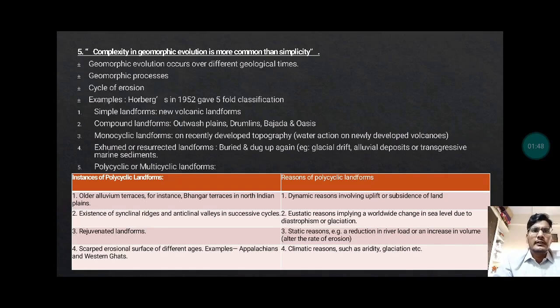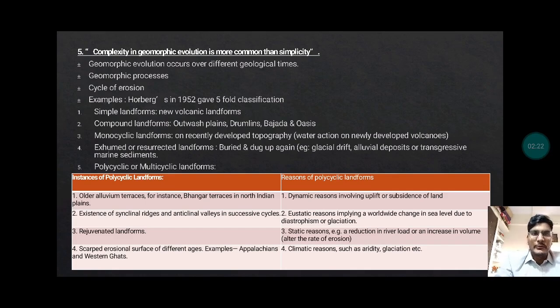So the first classification is simple landforms. Simple landforms are nothing but newly emerged landforms. For example, what can be the newly emerged landforms? We can take the example of volcanoes. Volcanoes of either Hawaii, Merapi, Mayon region. So these are some of the examples of the new volcanic landforms which erupted recently. There is no intervention by the different geomorphic processes on these landforms. So these are very localized and it is tough to find simple landforms on the Earth's surface.